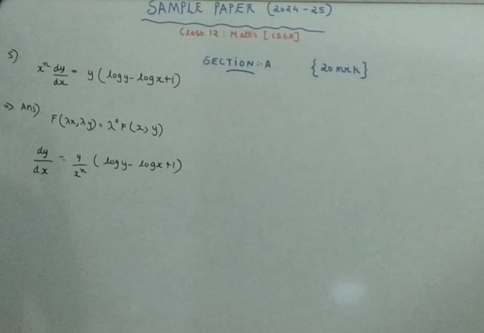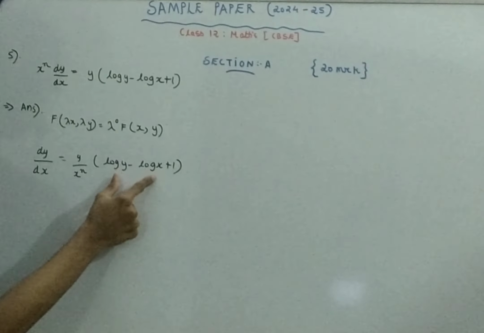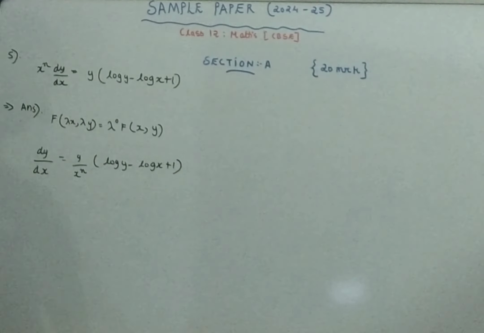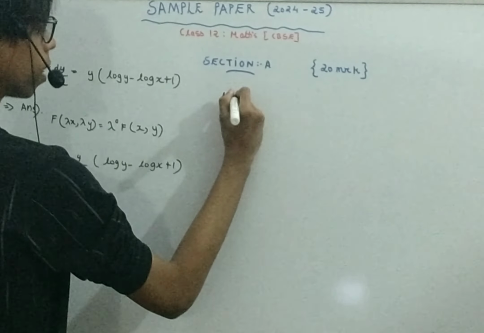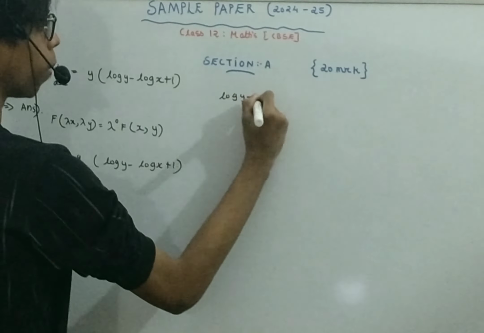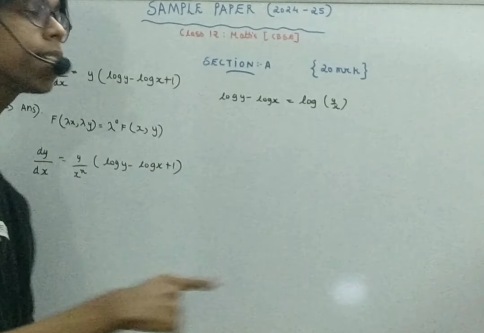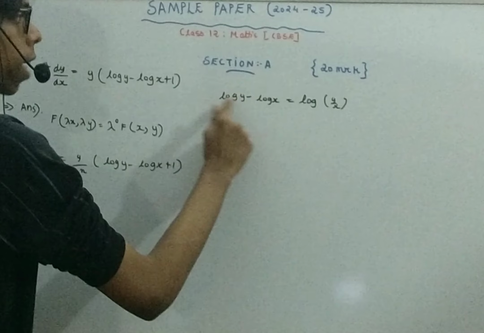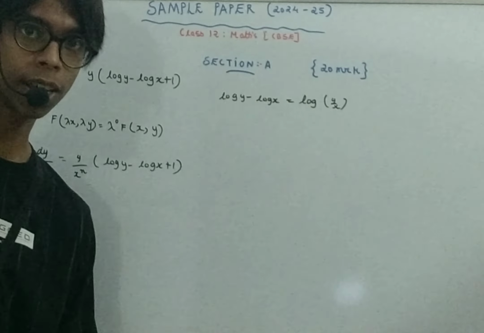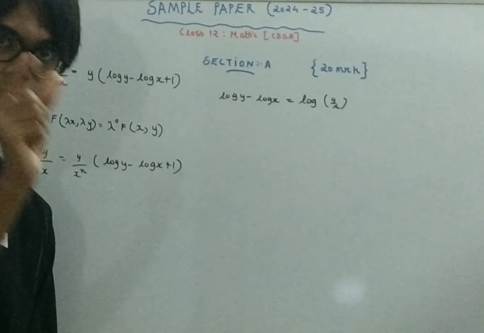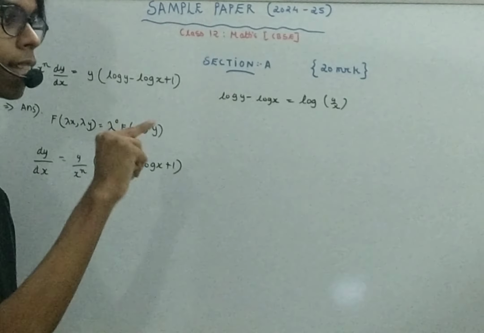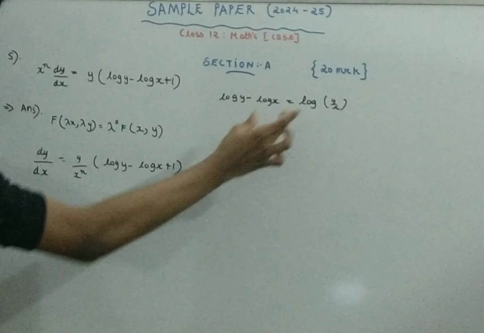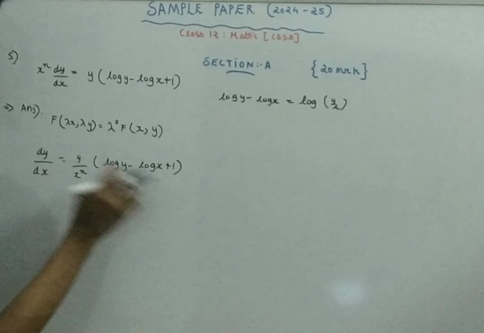Now just observe over here, we are having log y minus log x. You know that log a minus log b is equal to log of a by b, isn't it? We know log a plus log b is equal to log of a into b, but if it is subtraction, that is log a minus log b, it is equal to log of a by b. When subtraction comes, we have to divide. When it is addition, we have to multiply. So this identity we are applying over here.